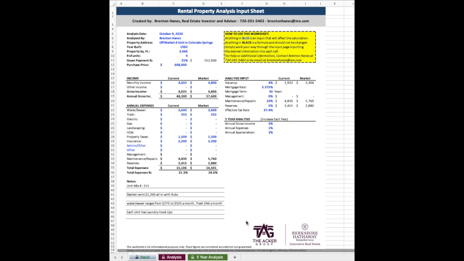Now, other income could be laundry income, could be storage, could be additional parking. You could throw in your RUBS for your utility bill back, anything that you want to throw in other income, and then you can always make notes of it down below.